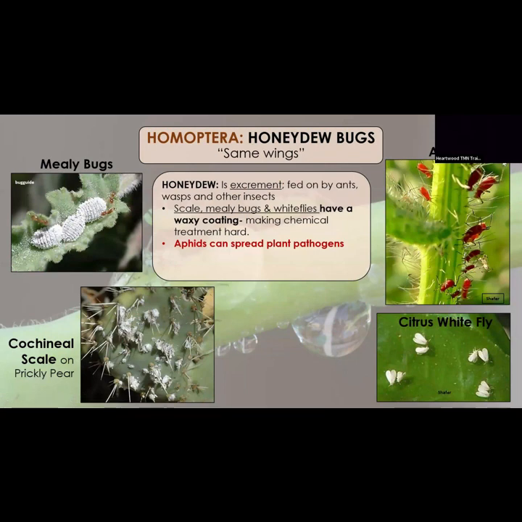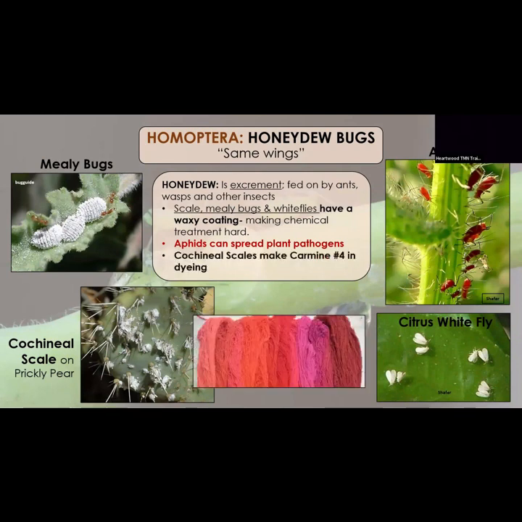The problem with scales, mealybugs, and whiteflies is that these are often pests. The reason they can be so resistant to treatment is that waxy coating generated from their epicuticle, and they end up being pretty resistant to chemical treatment. Oftentimes it takes multiple treatments. And aphids are really good at spreading plant pathogens as well.